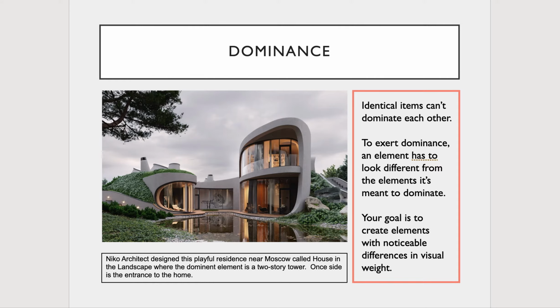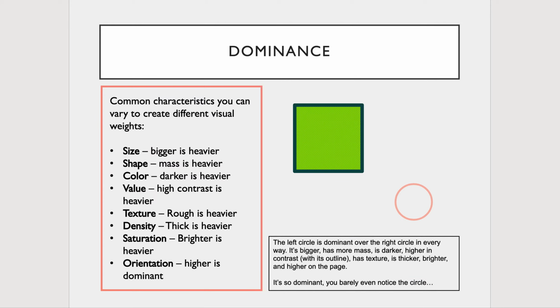Identical objects don't dominate. So one element has to be different from the elements in its surroundings so that it can. Your goal is to create elements with noticeable differences in visual weight. So here we go. How do you do that?